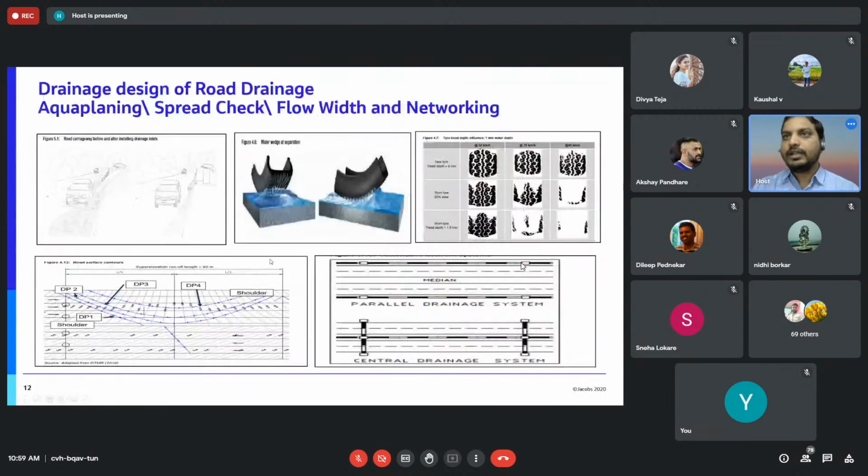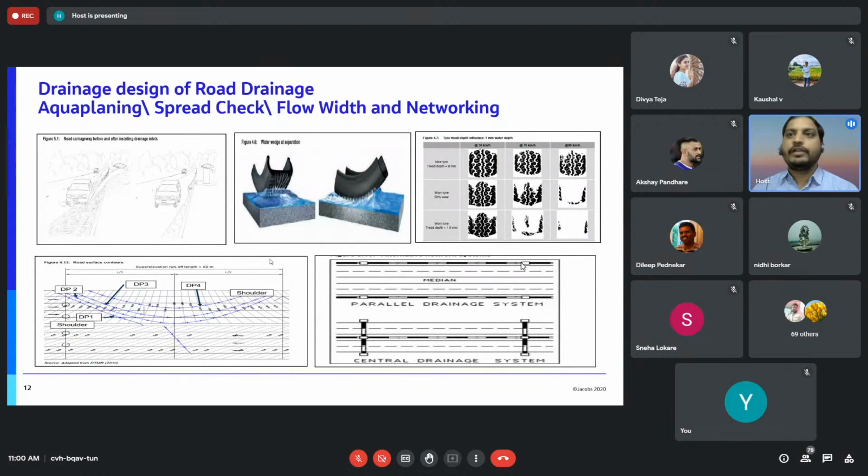So when we are designing particularly the road drainage, we need to check the aquaplaning, spread check, or flow width. These terms are all the same, but we call it the aquaplaning check in the Australia and New Zealand region. Spread check we consider in Indian cases, and flow width we can consider in UK and Middle East standards. And the networking part.